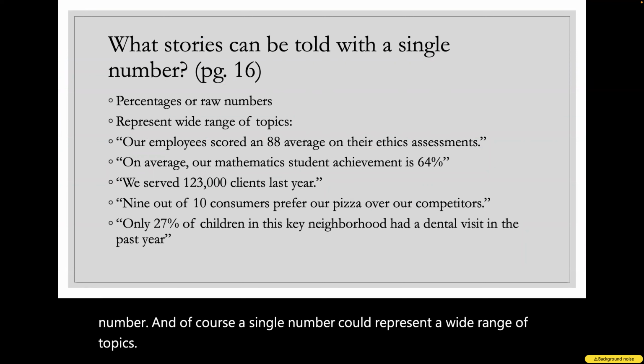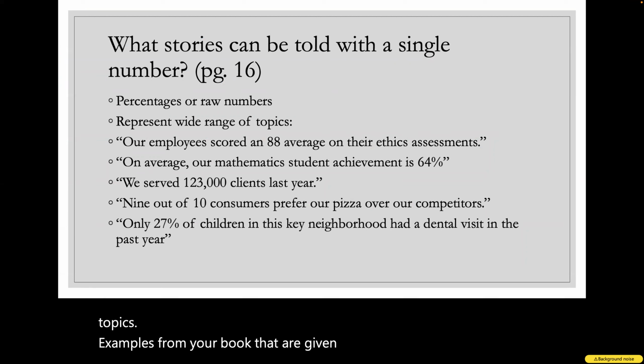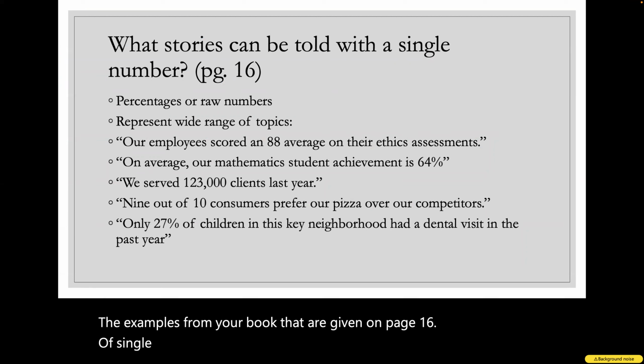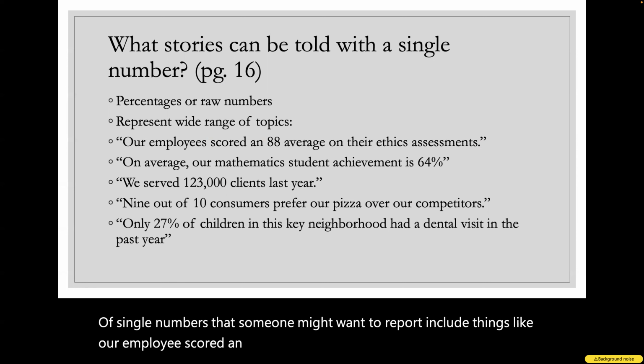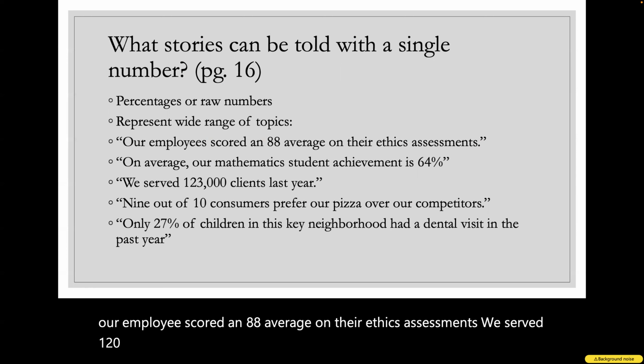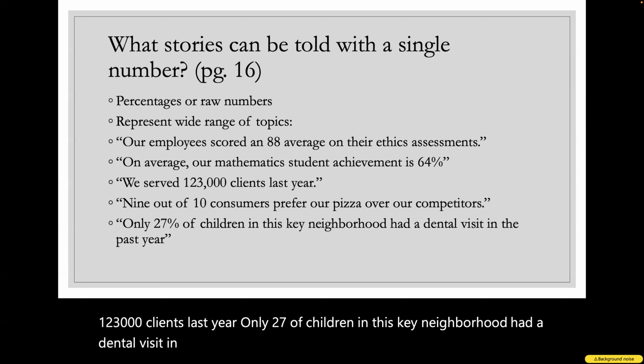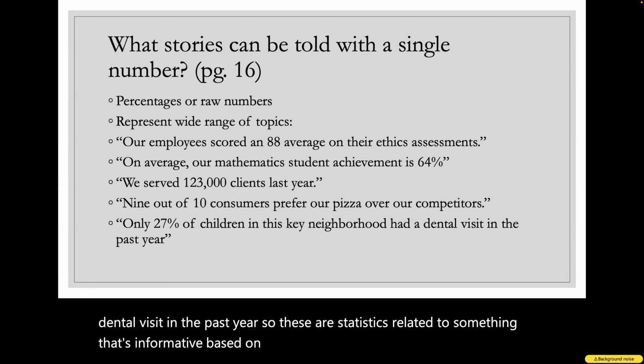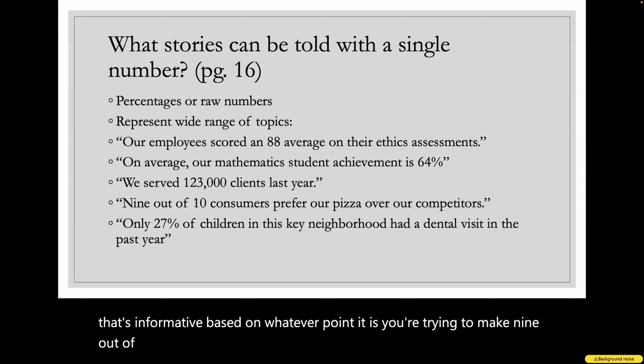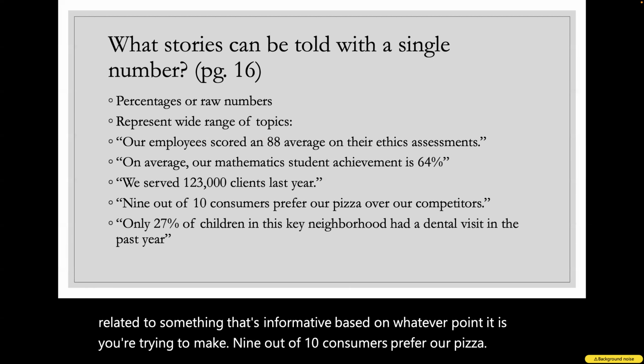The examples from your book that are given on page 16 of single numbers that someone might want to report include things like our employees scored an 88 average on their ethics assessments. We served 123,000 clients last year. Only 27% of children in this key neighborhood had a dental visit in the past year. So these are statistics related to something that's informative based on whatever point it is you're trying to make. 9 out of 10 consumers prefer our pizza over our competitors.